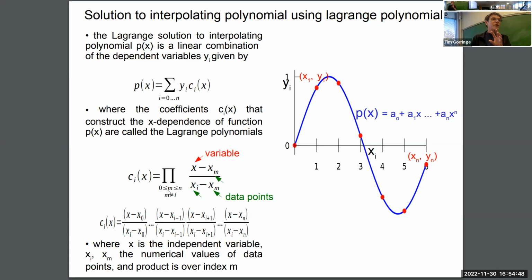Okay, so that's a second way of calculating the polynomial. You're going to calculate the polynomial by calculating this sum of products, where the yi is your data points and the ci's are these Lagrange basis polynomials, which are also dependent on the independent variables in your data.